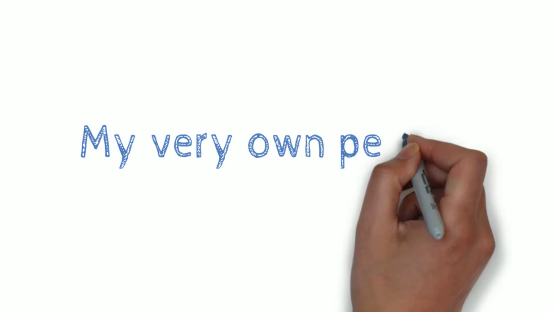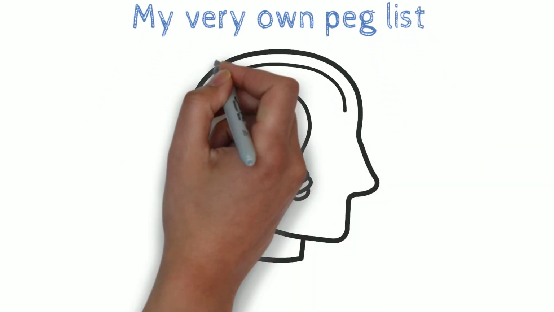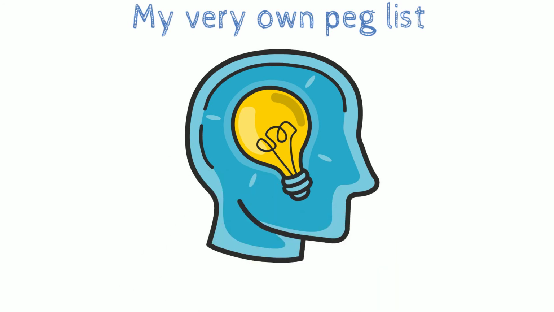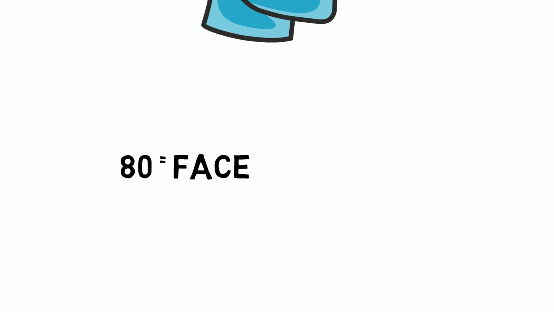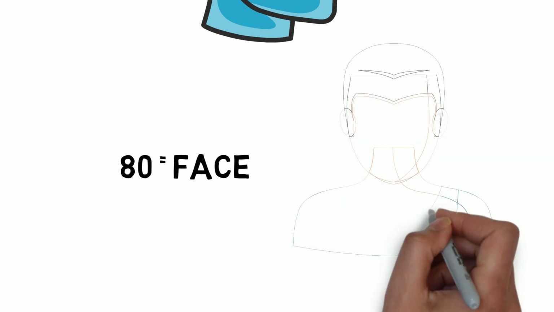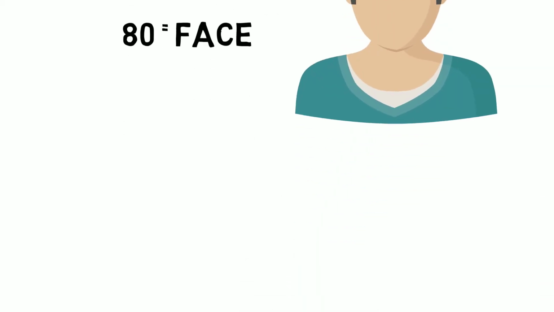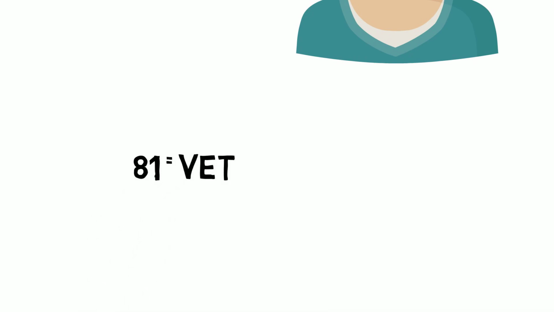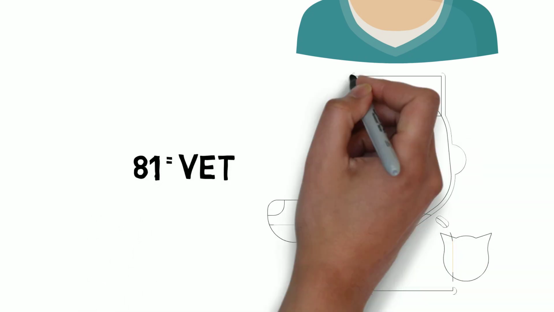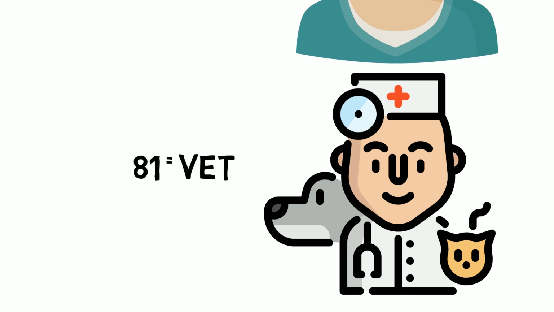To help you create your own list, these are the words and the imaginations I use to memorize numbers 80 to 89. You can use my imaginations, but it's always better and more vivid if you use yours. For number 80, I use the word face. I imagine my face for number 80. Next, I use the word vet to represent 81. I simply imagine a vet for 81.